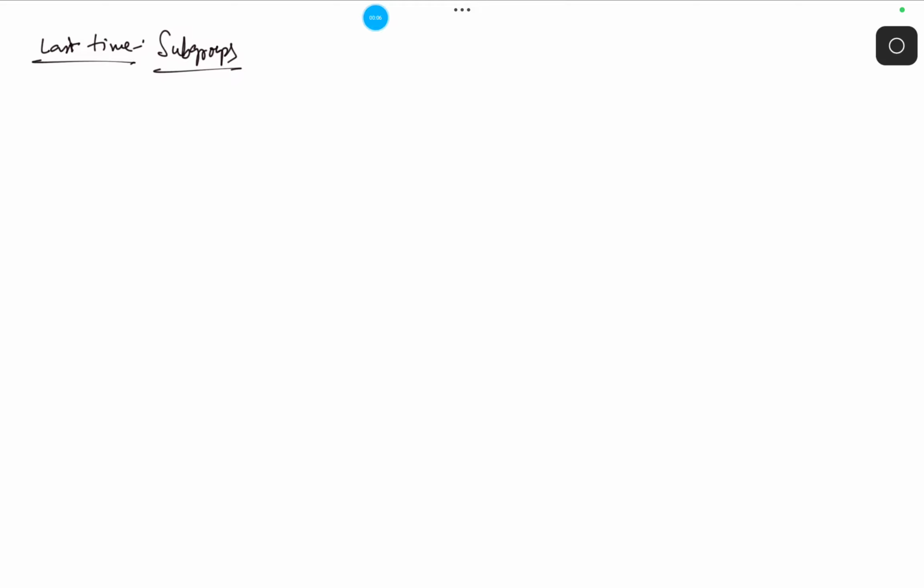Last time we just started with subgroups. I defined what a subgroup of a group is, gave some examples, and did not continue with more. So let us start from there. Recall that suppose G is a group and let A be a subset of G, and of course A is non-empty. We call A a subgroup of G if A is itself a group.